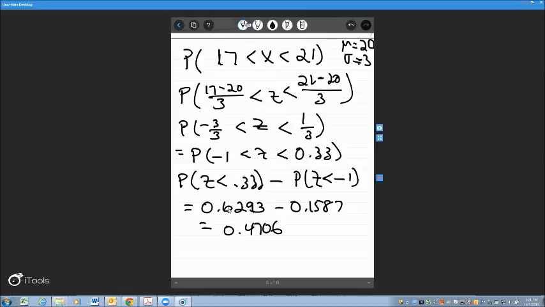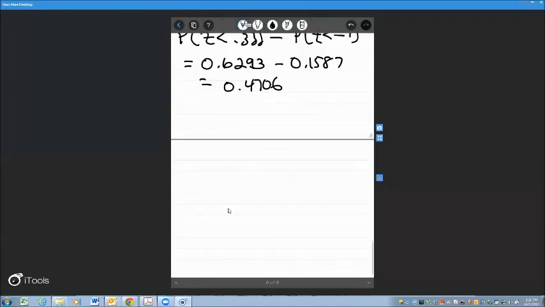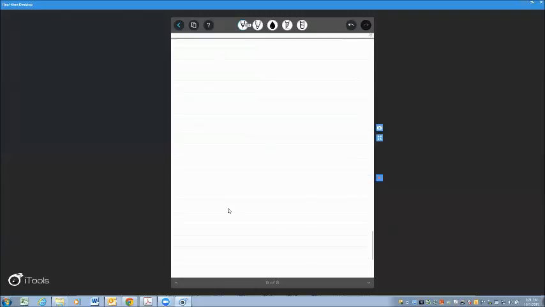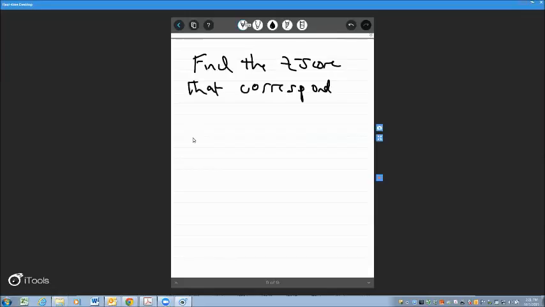Well, that should give you some examples to work in finding probabilities. What if I want to go backward now and find a z-score? So, for example, let's find the z-score that corresponds to the 80th percentile.